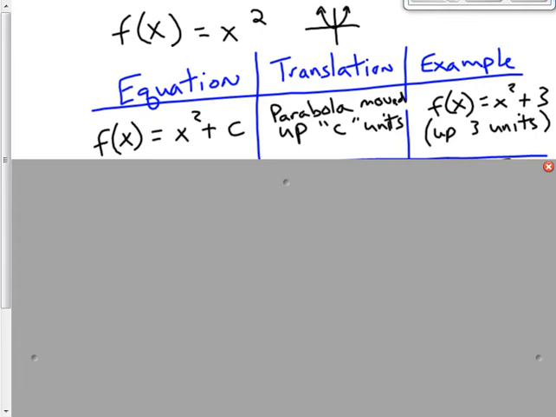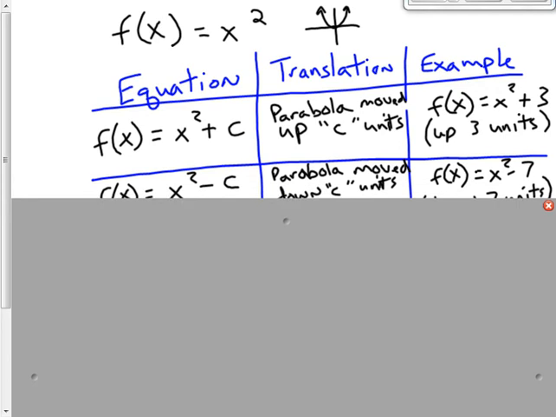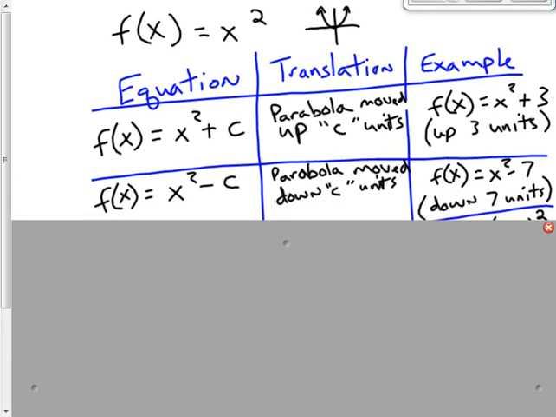I'm taking that parent function, here's the parent with the graph, and I'm going to translate it. I'm going to create some other member of the family, and this x squared plus 3 would be another member of that family. Then if I take that parent function and subtract something, that means I'm going to be moving it down. So I add something on the outside, I go up; subtract something on the outside, I go down. In the case of x squared minus 7, I'm going to go down 7 units on my graph.